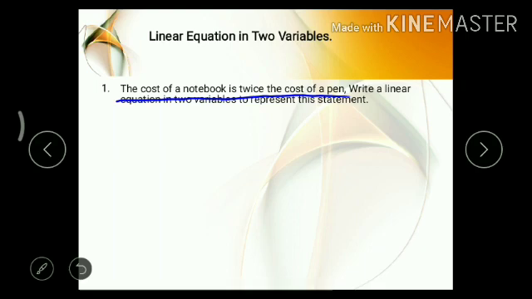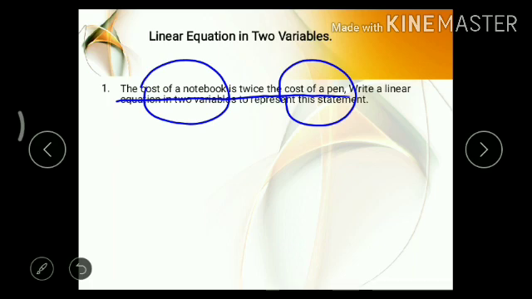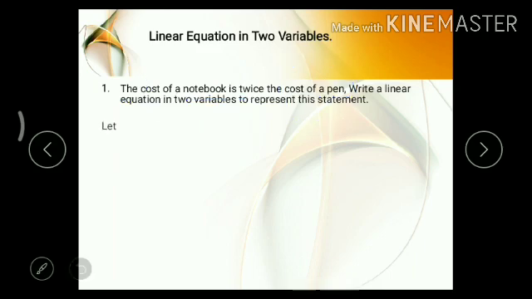Okay, here in this statement, we are talking about the cost of a notebook, and we are talking about the cost of a pen, and we are comparing these two costs, right? The cost of a notebook is twice the cost of a pen, so its cost we don't know, and the pen's cost also we don't know, so both are unknown to us. So in this case, what do we have to write? Let, because we will assume something, we will assume the cost of a notebook. Okay, so let, because we are assuming from ourselves.